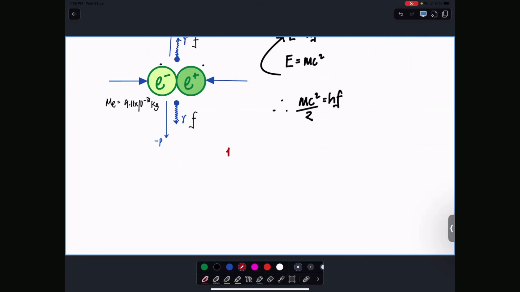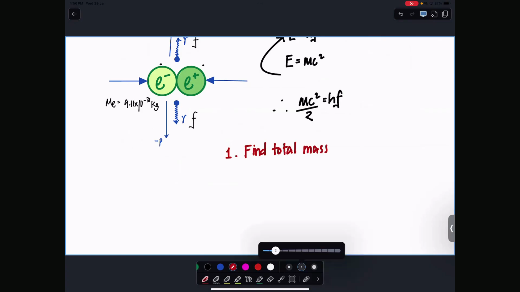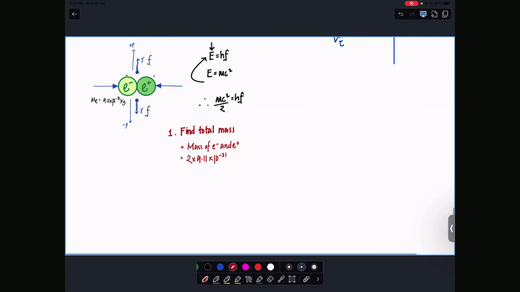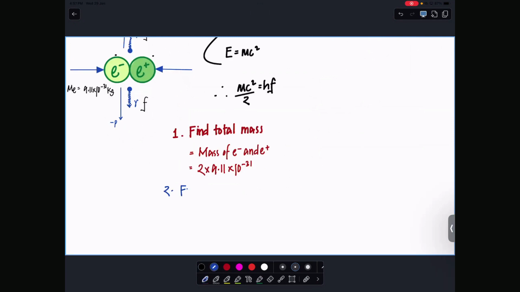Step number 1, find total mass involved. This is very easy. So what is the total mass going to be involved in our scenario? Yes, so mass of electron and positron. They both have what mass? Same mass, right? So it's going to be 2 into 9.11 into 10 to the power minus 31. That's step number 1. Step number 2 is find the energy released. Energy released from the annihilation process.